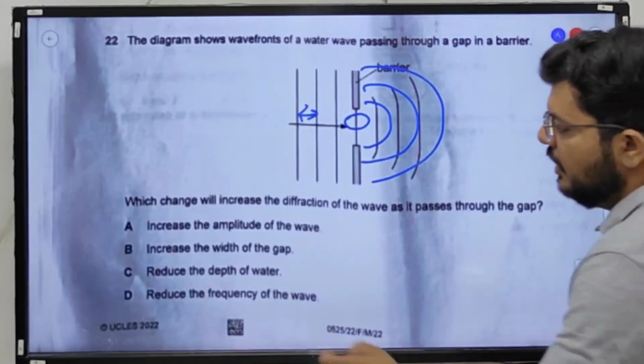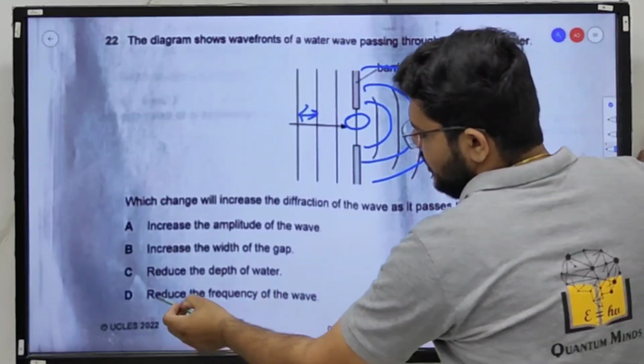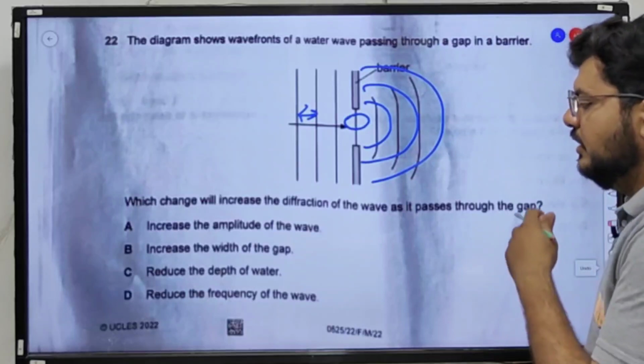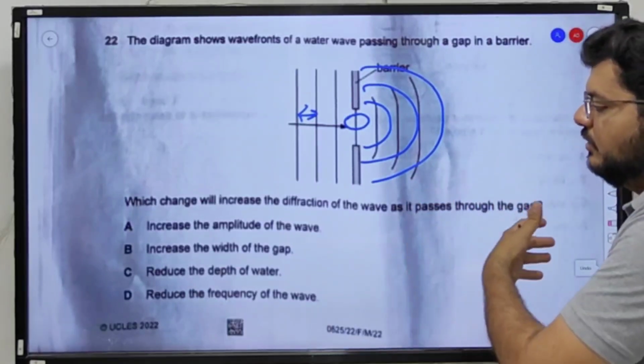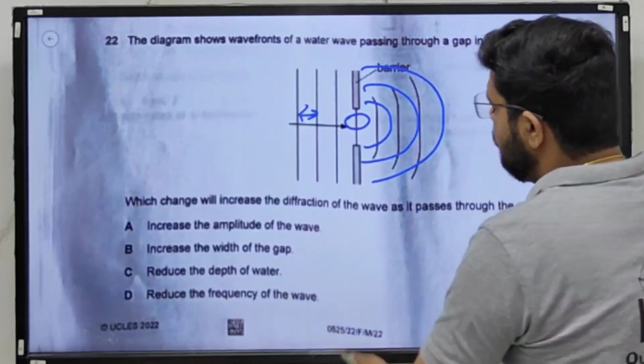I think I read it incorrectly. Let's see. Reduce the width of the gap. Reduce the depth of water. No, that will only cause refraction, right? Just as we understood. Reduce the frequency of the wave.